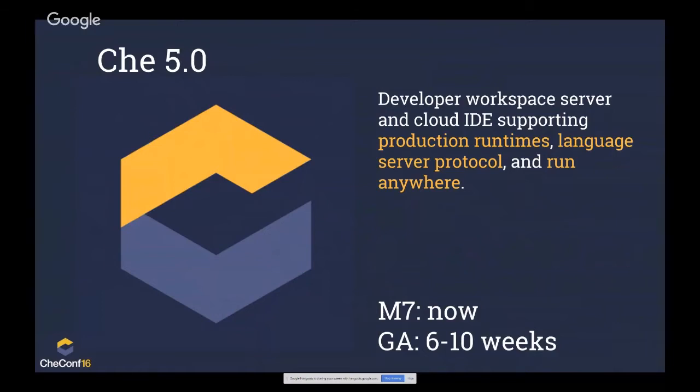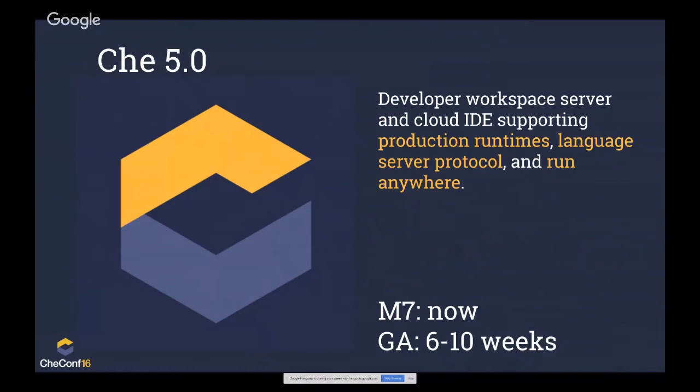It was about 9 or 12 months of engineering, and there were, I think, 4,000 commits. And now we're ready to take that next step, and we're announcing Che 5. In Che 5, the goal here has been to have a workspace server and Cloud IDE supporting production-grade runtimes of any orchestration, the language server protocol that we announced earlier this year, and for Che to run anywhere.